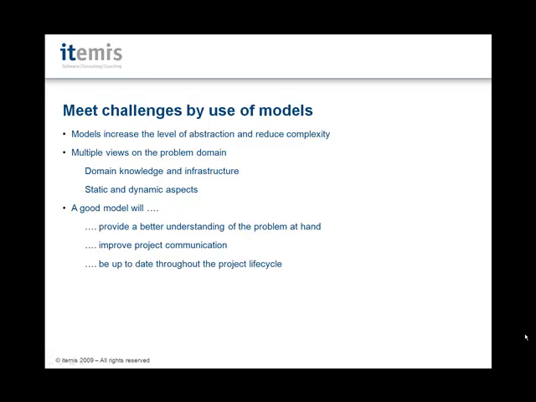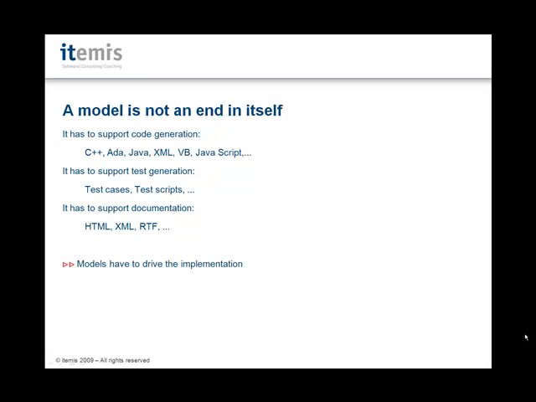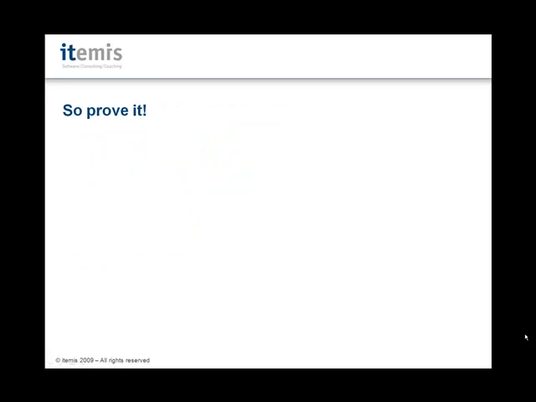However, that is not enough. To reduce the error-prone manual coding, a good model has to support code generation. It will also support generation of a test framework and generation of the documentation. So, the model has to be at the core of the development process. So, does this approach really work? Yes, it does. We have set up a showcase to show how model-driven software design works in embedded and enterprise systems.